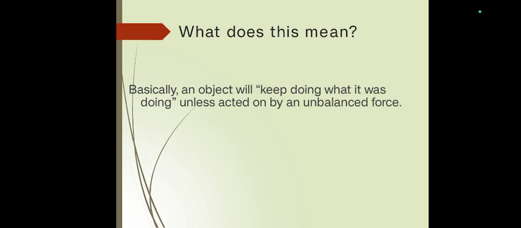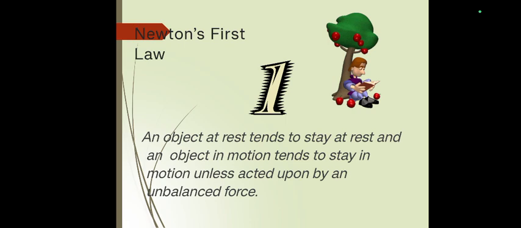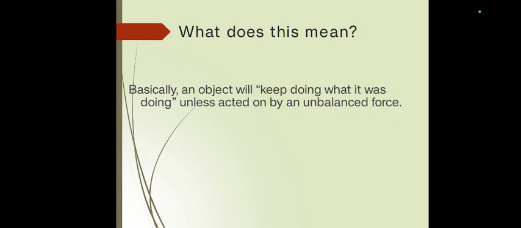What does this mean? Which means that an object at rest tends to stay at rest. That is, if an object is at rest, it remains at rest, and an object which keeps on moving continues until an external unbalanced force acts upon it. So, for moving an object from rest or to stop an object which is moving, we need an external unbalanced force. That is what this law states.